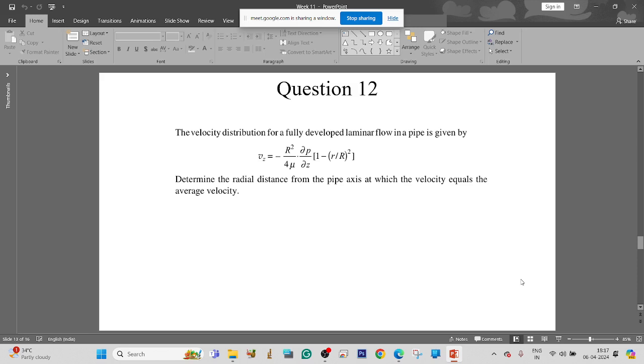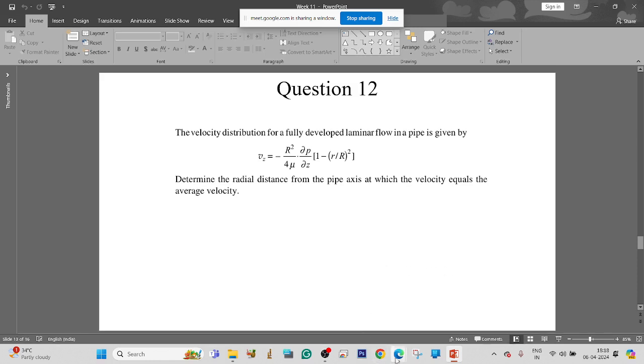So it said that Vz is equal to Vz bar. If we make both of them equal, the rest of the terms will cancel out, so we get (small r by capital R) whole square is equal to 1 by 2. So small r is equal to 0.707 capital R. So this is it for today.